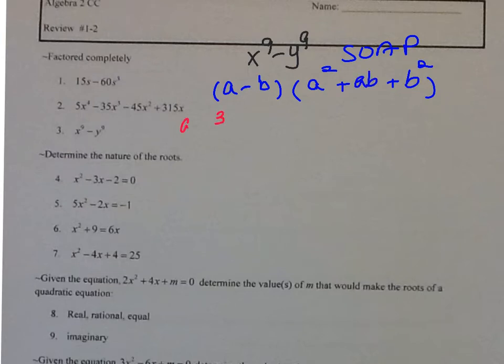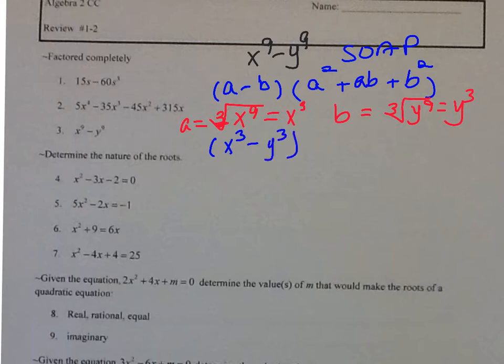So a is the cube root of the first term, x to the 9th. The cube root of x to the 9th is x to the 3rd. Remember, you take the exponent, 9, and divide by the index, which is 3. b is the cube root of y to the 9th, which would be y to the third. So I'm just going to fill in. I have x to the third as my a minus my b, which is y to the third, times a squared, so x to the third squared, plus a times b, so that's x to the third times y to the third, plus b squared, so it's y to the third squared.